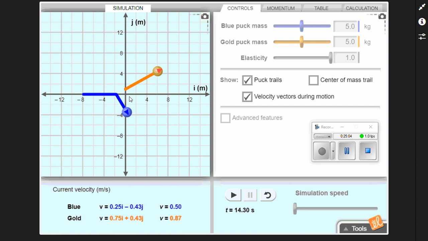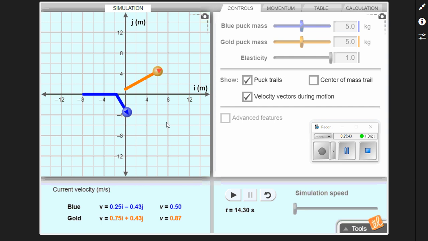Now you notice one of the balls has a y or j component to its velocity that's upward, and the other ball has a y or j component to its velocity that is downward. You can never have both balls going up or both balls going down, because you must remember that the momentum in the y direction before the collision was zero. So the momentum y component after the collision must also be zero.